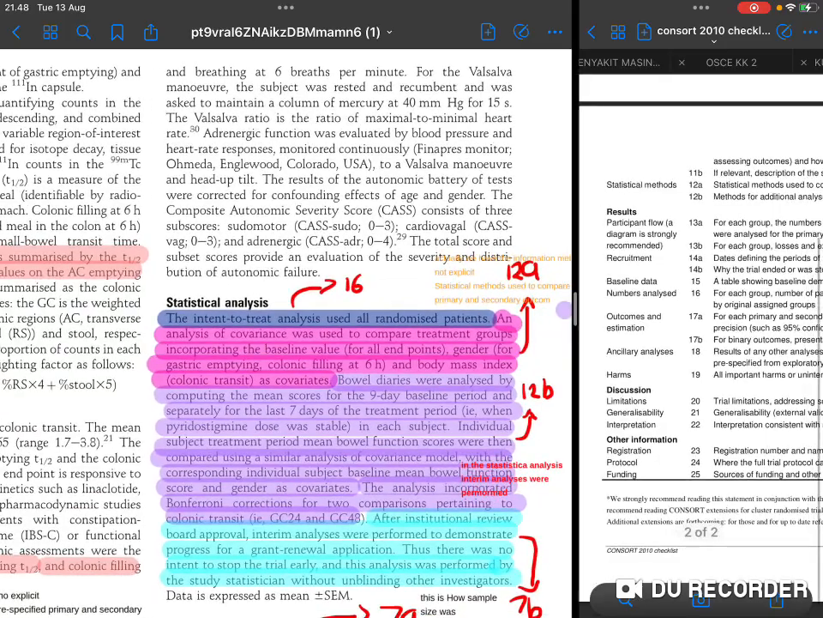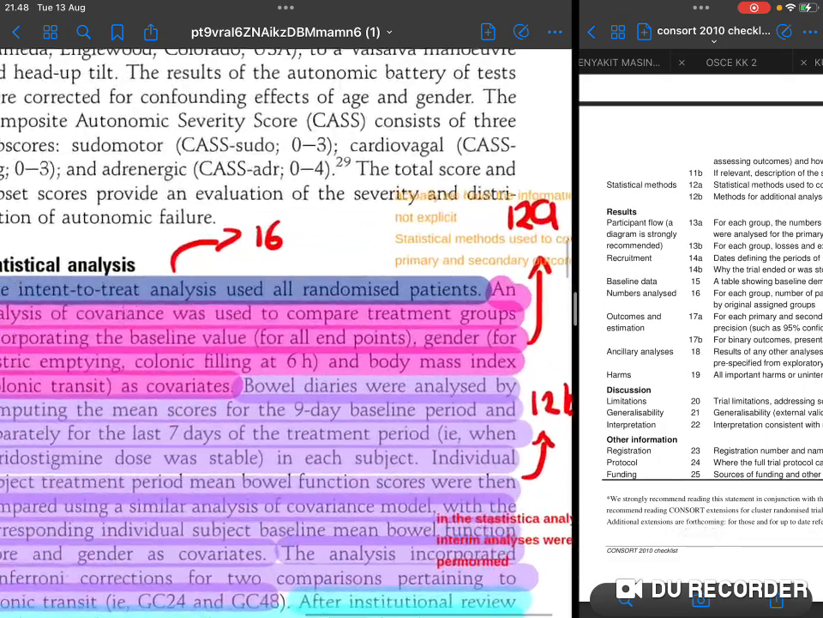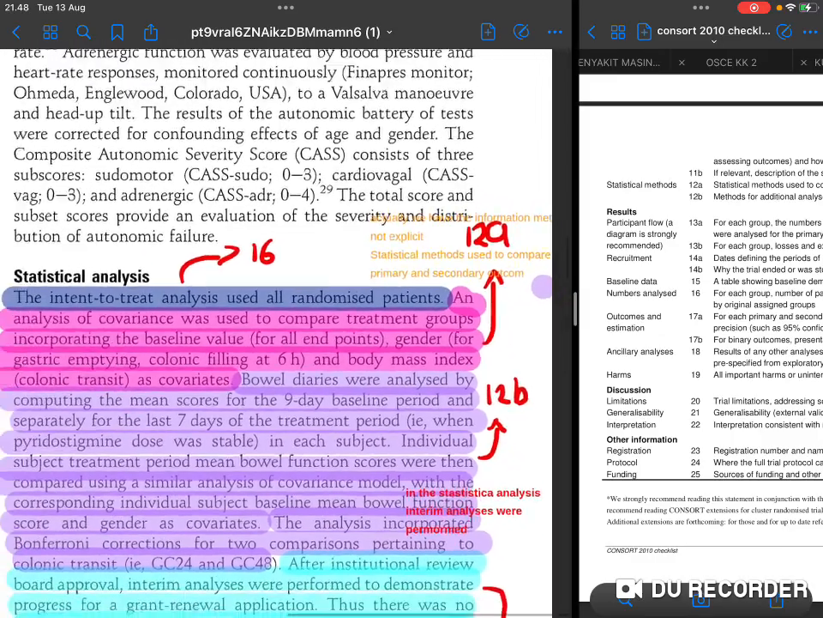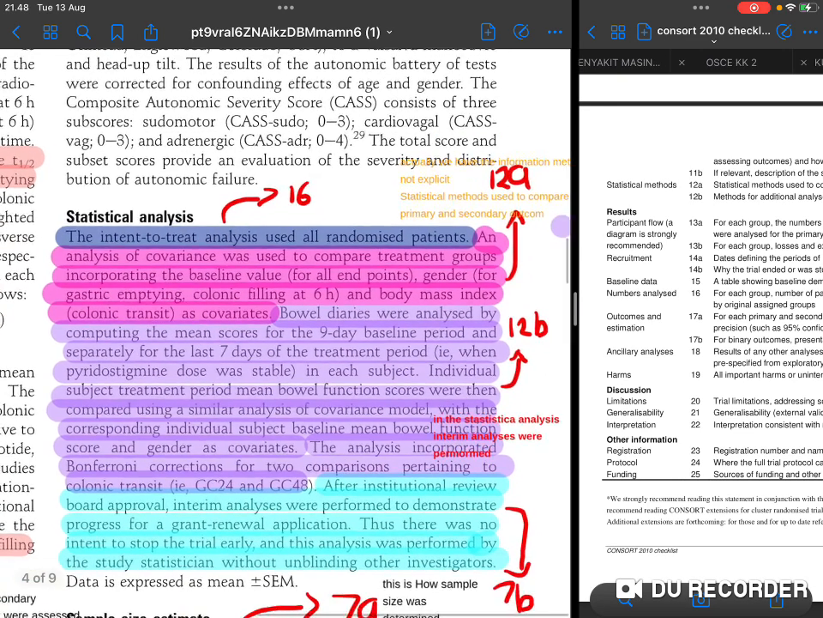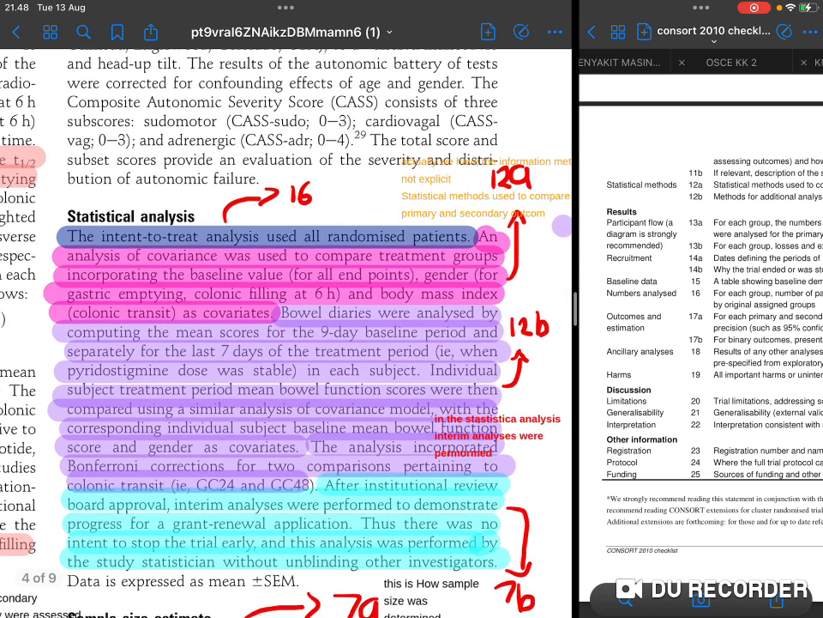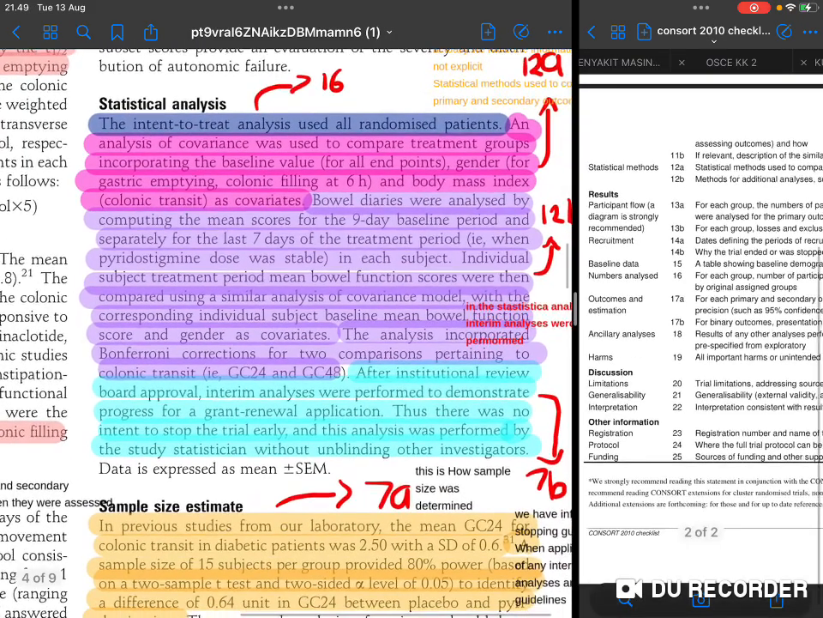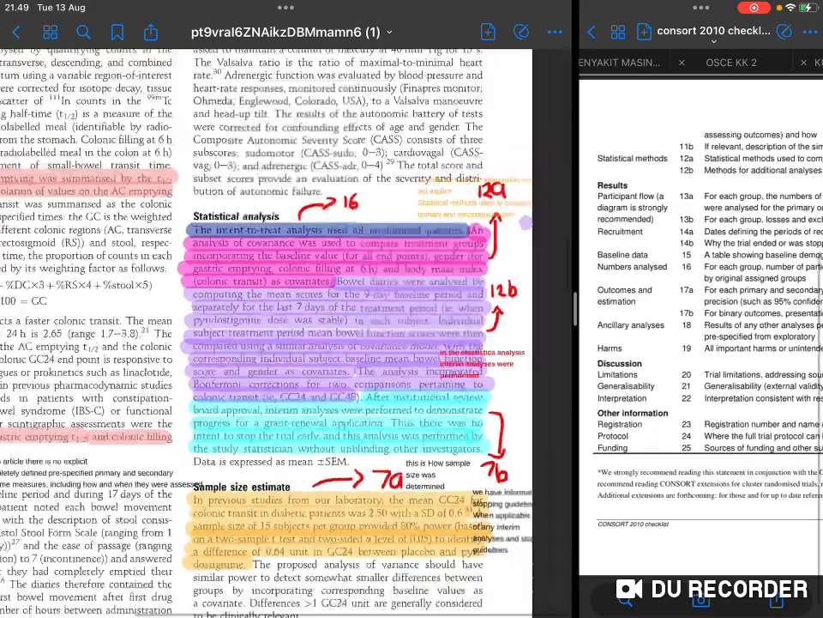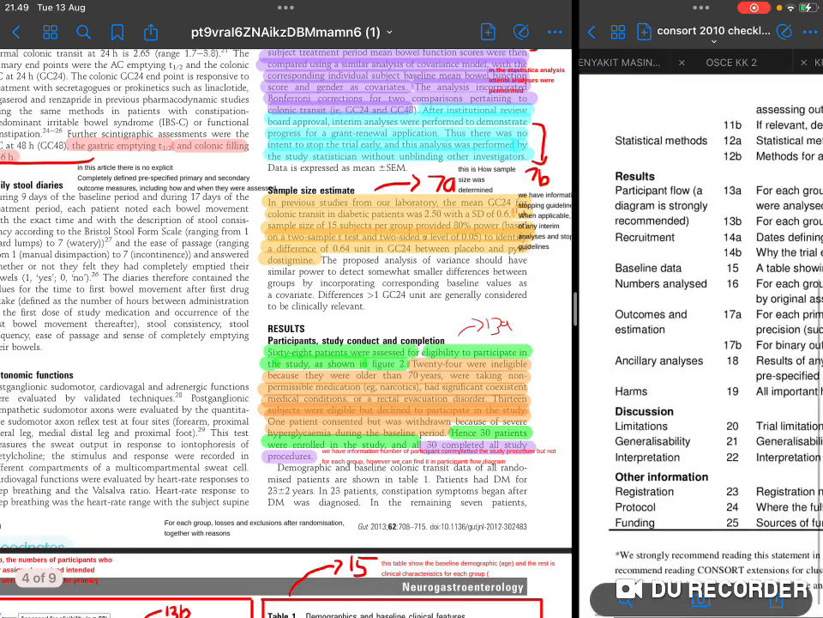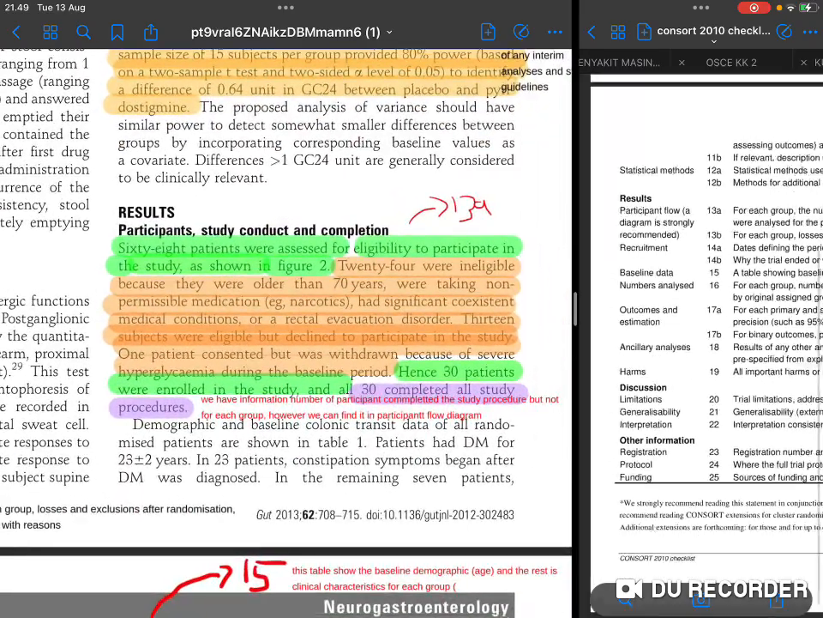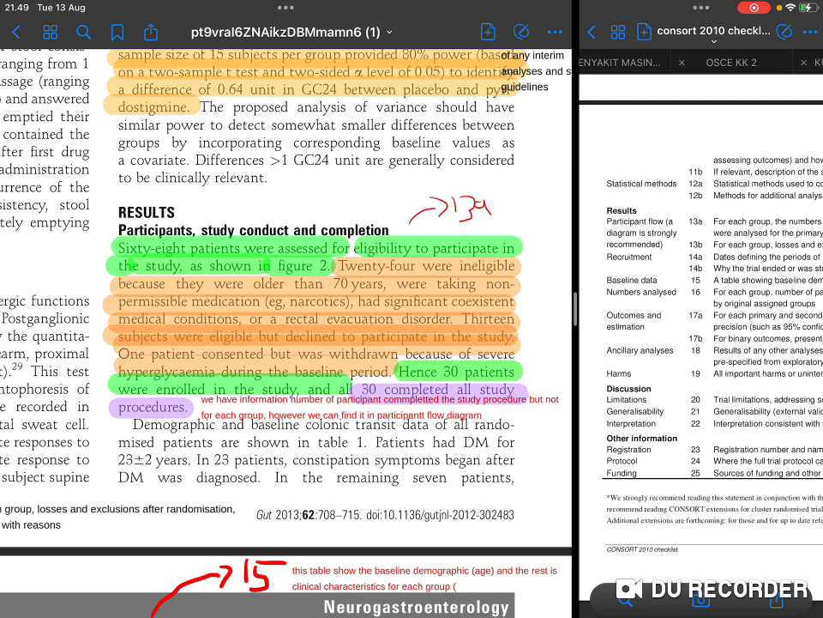And then number 12, we can see the statistical methods. So the statistical methods used to compare the primary and the secondary outcomes. As you can see, it was stated over here, was used to compare treatment groups, incorporating the baseline value. And then we move on to the next in the checklist, number 13. 13 is results, containing participants, study conduct, and completion.